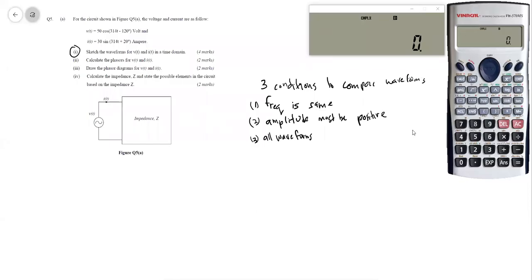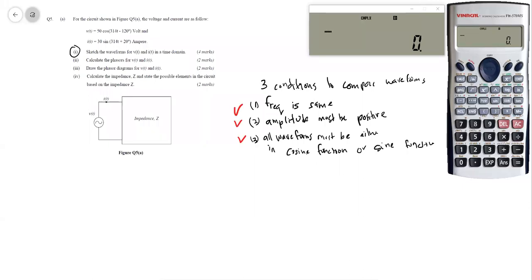Okay, all waveforms must be either in cosine function or sine function. So you need to make sure that these three conditions are met before we compare the waveforms.